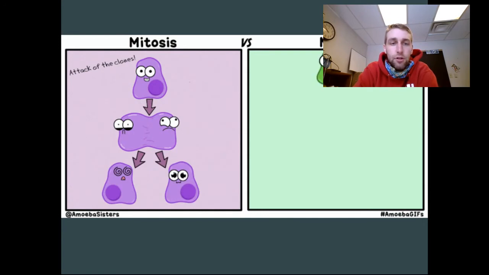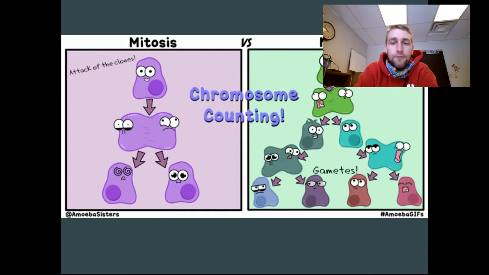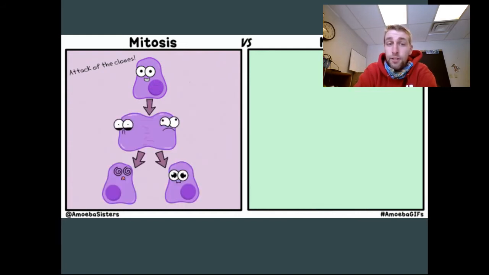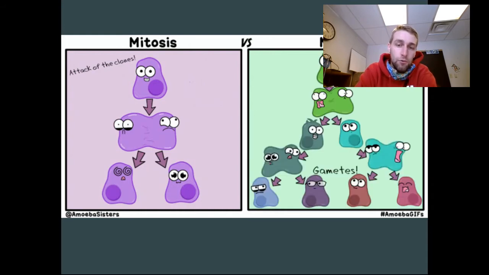So this shows mitosis and meiosis side by side. The biggest difference you'll notice is meiosis produces 4 cells. So there's actually 2 division events that happen. One cell splits into 2, and then each of those cells splits into 2 again, giving 4 cells.